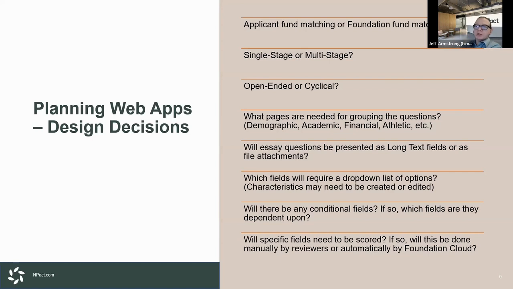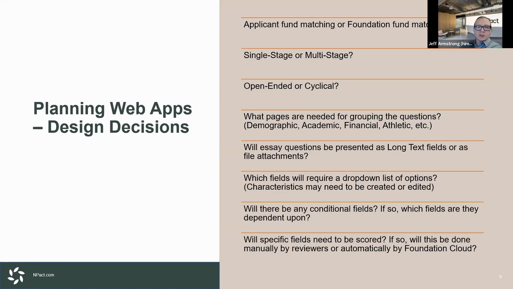But if it's open-ended, you can turn it on and turn it off as you see fit, but there's no hard and fast deadline per se that's configured into the system. So you'll need to figure out what pages you want to present to your applicants. We think a good scholarship application has 4 to 5 pages in it. If you do any more than that, it can be a bit daunting.